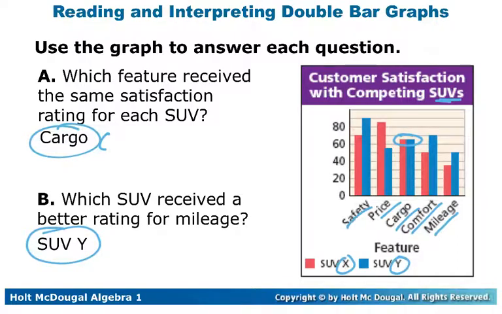So which SUV received a better rating for mileage? Here's mileage, and you would assume more is better because I assume this is percentage. It doesn't actually say, so that's weird. Anyway, definitely this blue one here, which is Y, is taller, and so I would assume 50% satisfaction versus 30-some is better. So SUV Y.